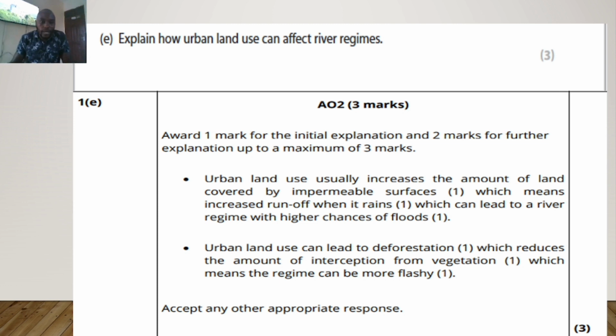All that well understood. Then urban land use can lead to deforestation, because deforestation is happening for the built-up areas to be set in place, which reduces the amount of interception by vegetation, which means the regime can be more flashy. It's clear?